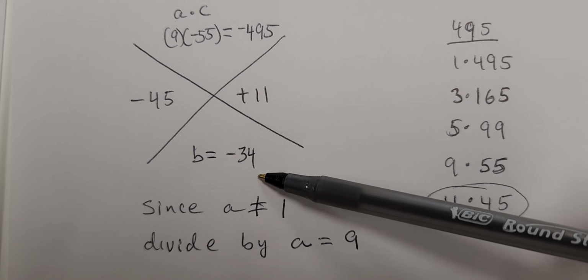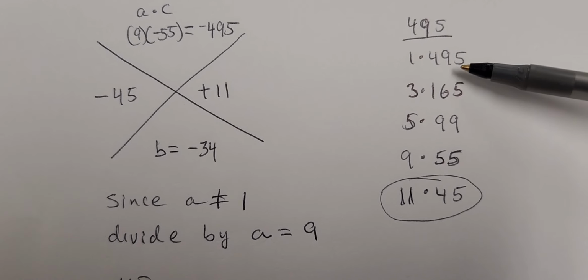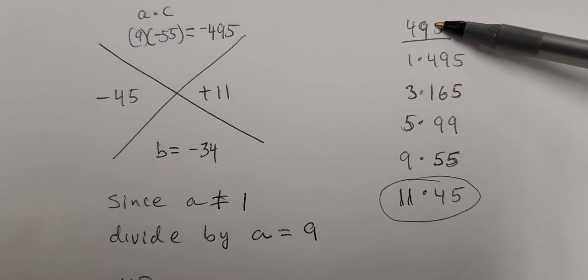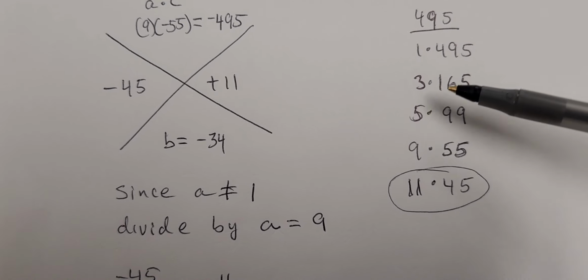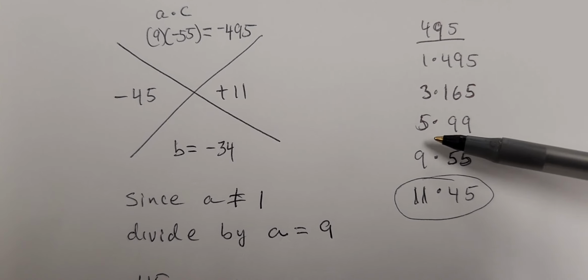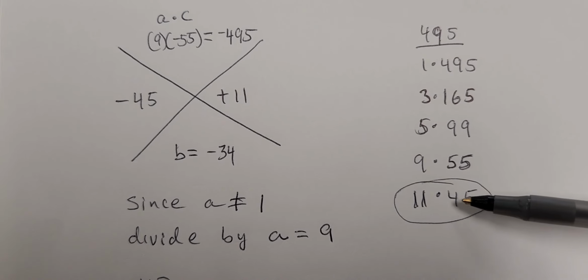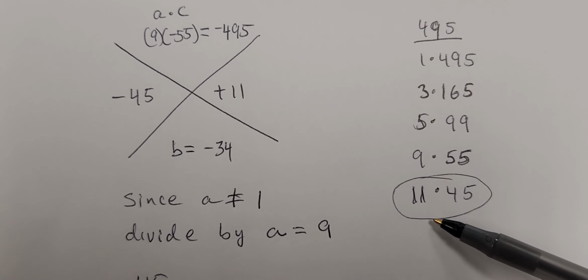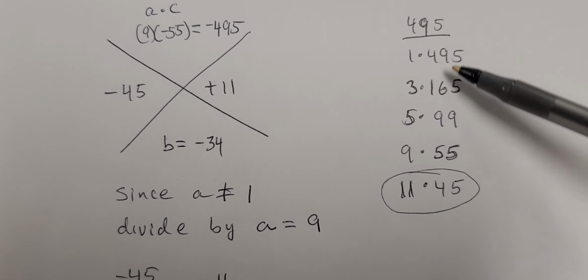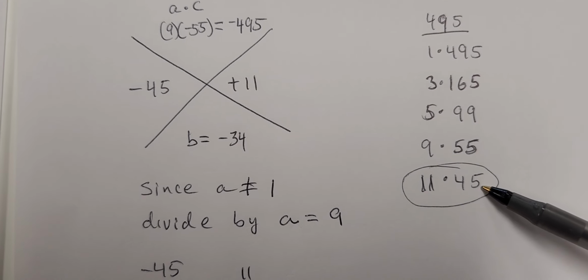Now here are the lists of factors that multiply to give me 495. So 1 times 495, 3 times 165, 5 times 99, 9 times 55, 11 times 45. Out of these lists, only 11 times 45 will work.